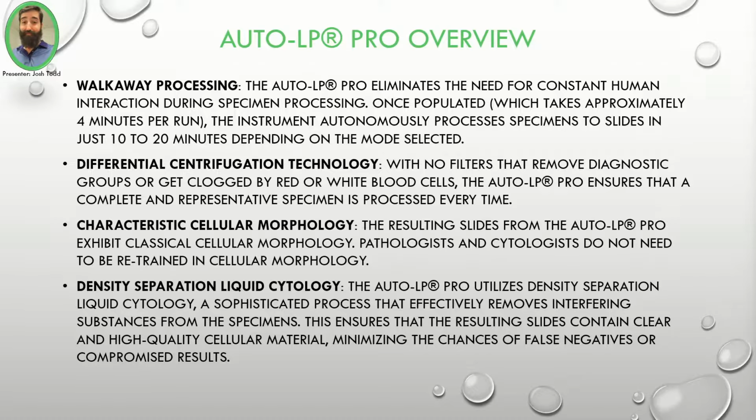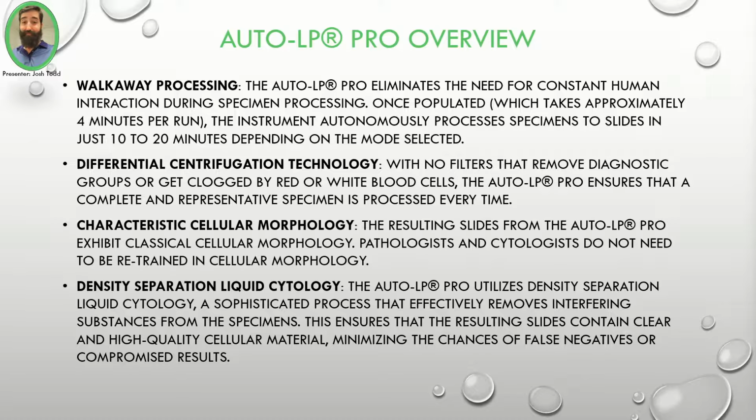Differential centrifugation technology. With no filters that remove diagnostic groups or get clogged by red or white blood cells, the AutoLP Pro ensures that a complete and representative specimen is processed every time. Characteristic cellular morphology. The resulting slides from the AutoLP Pro exhibit classical cellular morphology. Pathologists and cytologists do not need to be retrained in cellular morphology.